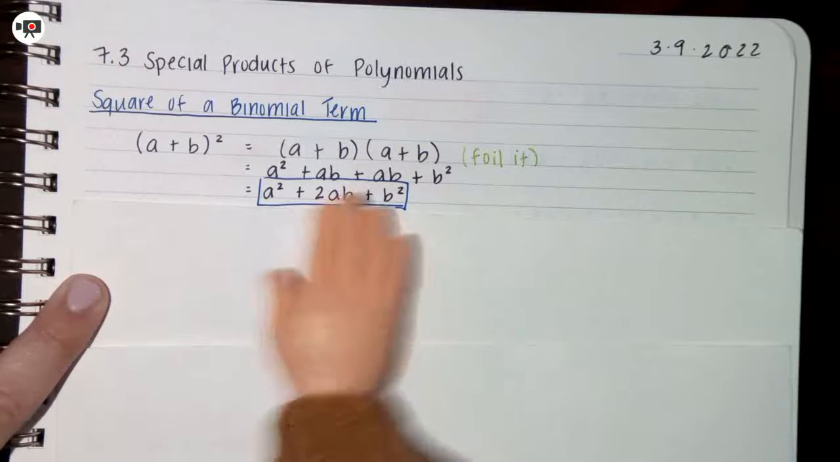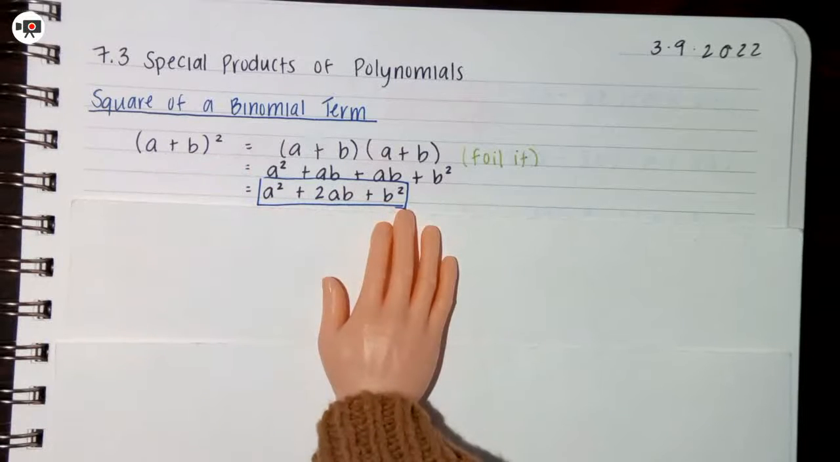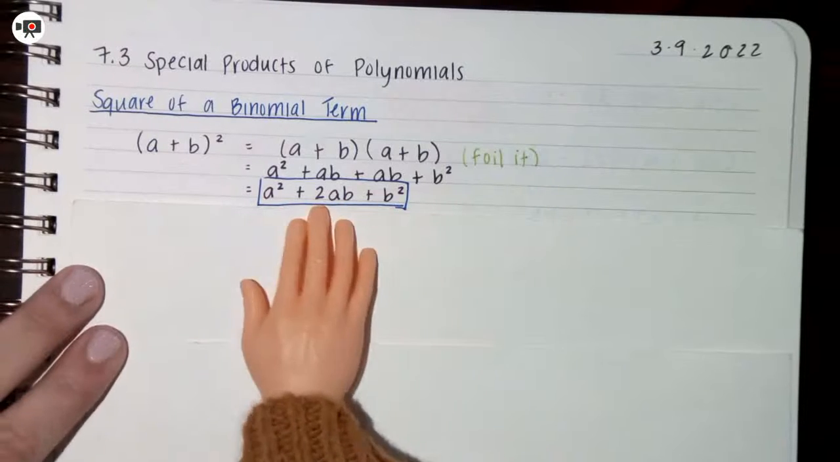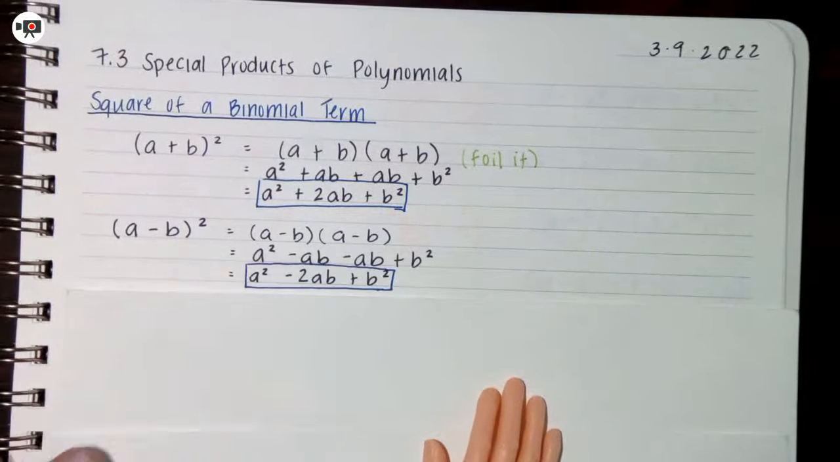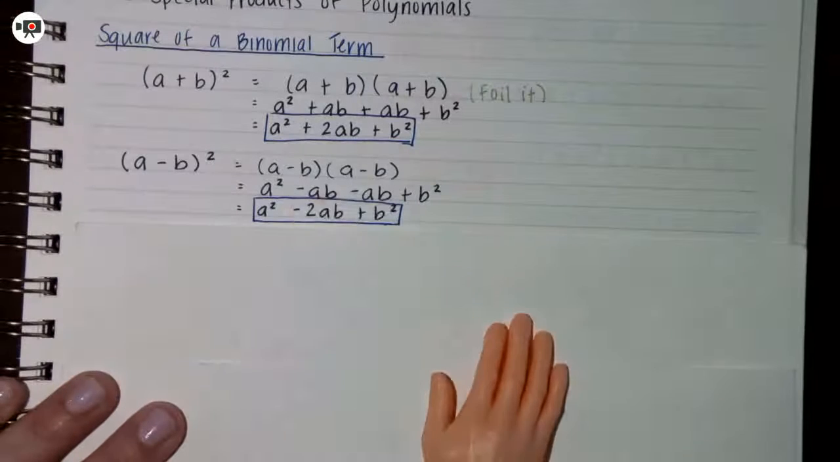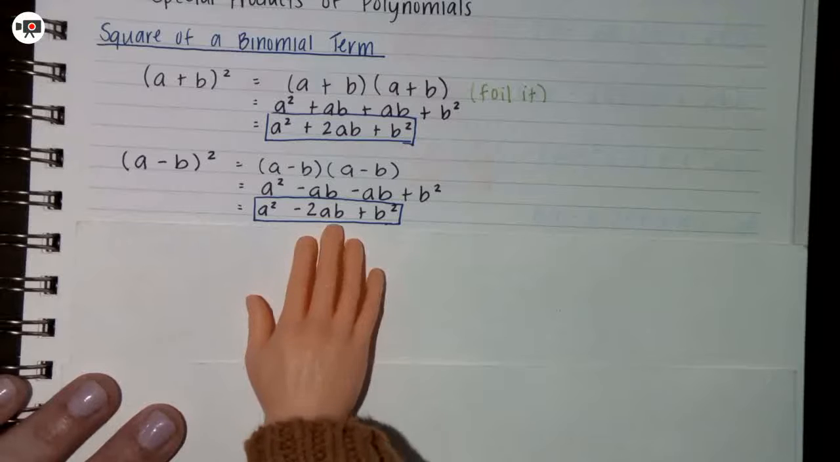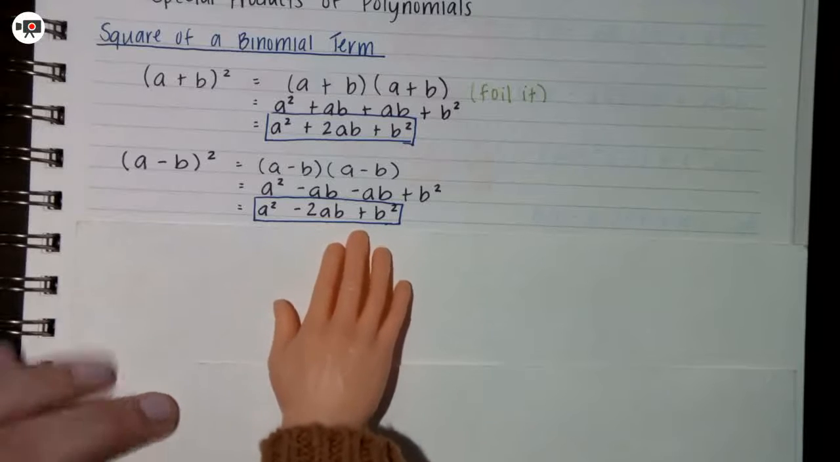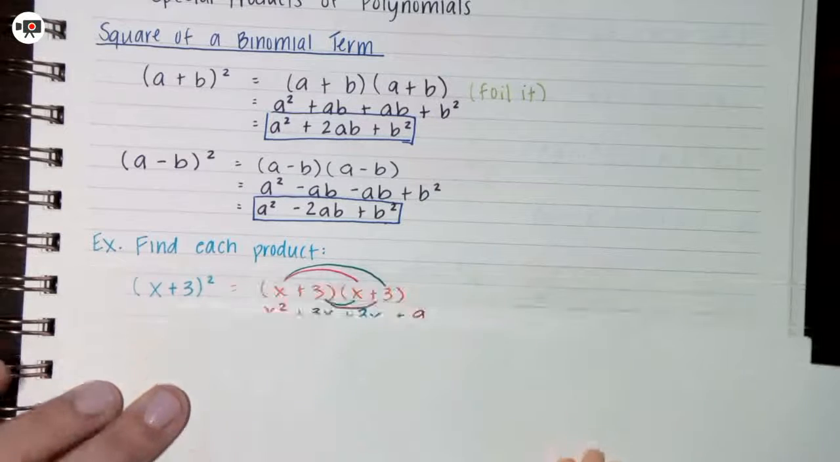So you'd have each of these terms squared, and then 2 times the product of those. Now if I have a minus b squared, that's a minus b times a minus b, that would result in a squared minus 2ab plus b squared. So we're going to find each product.